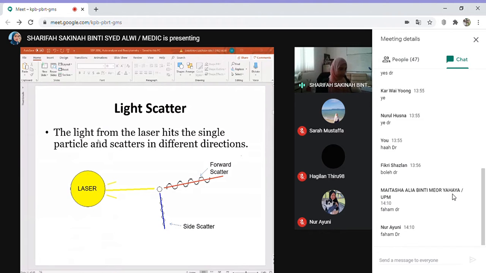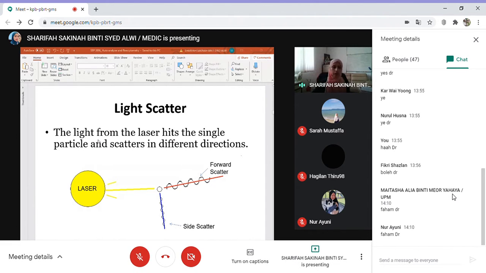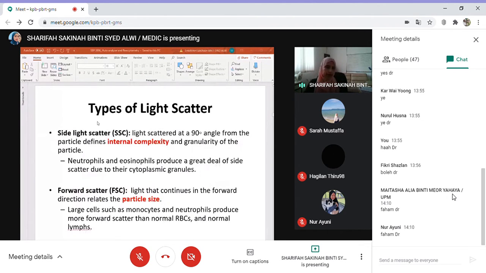When the laser, for example, this is the cell and this is the laser. What happens is that when the cell passes through the laser, the laser has light. When the light comes out from the cell, it will form a forward scatter. So this is the forward scatter and this is the side scatter. Or it can be like this, the forward and the side. These are the types of light scatter.